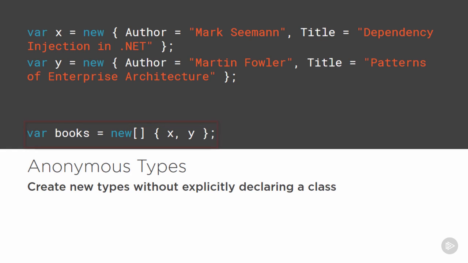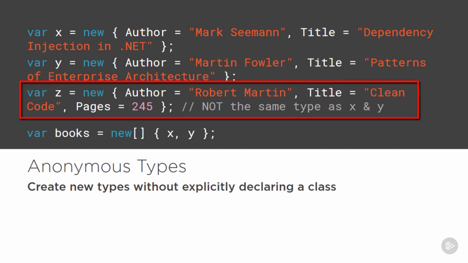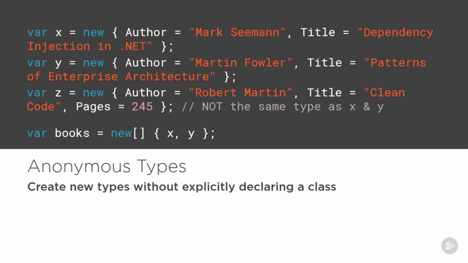However, if I create another anonymous object which also has author and title properties, but I add an additional property, say the number of pages, then this results in a completely different type being created. So I can't add this object to my array.